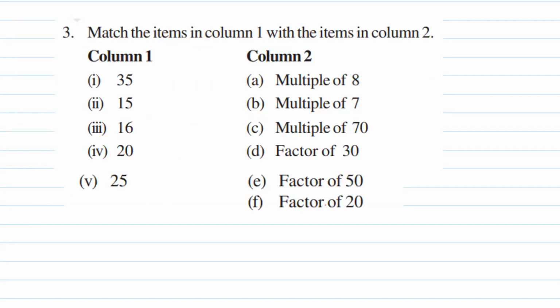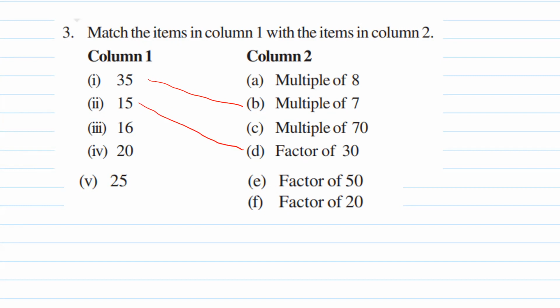Okay. Coming to the third, in this you have to match. 35 is the multiple of 7. That means this is the correct answer. 15. For 15, we can see it is the factor of 30 you can write, because no other is the factor of 30. So 15 is the factor of 30.